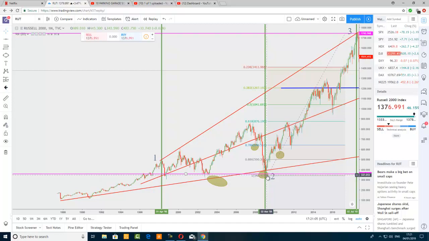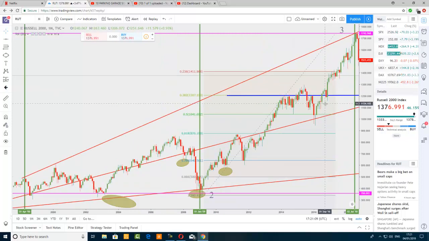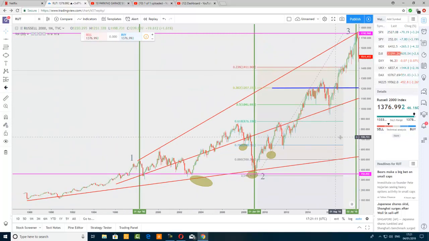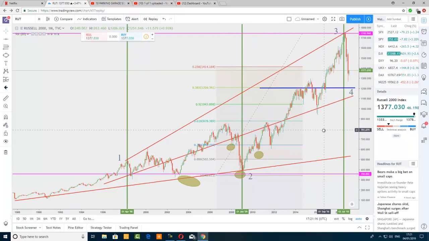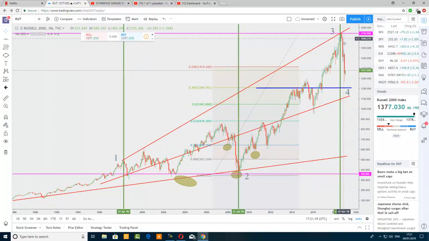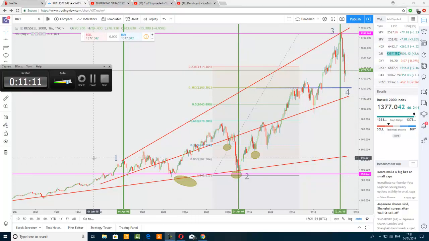All right? So now this is the third wave of a higher degree. We are expecting now the fourth wave. All right? I'm moving some line now. All right, so we are now in the fourth wave of a higher degree for Russell 2000. So for the Russell 2000, it's almost like the S&P 500.